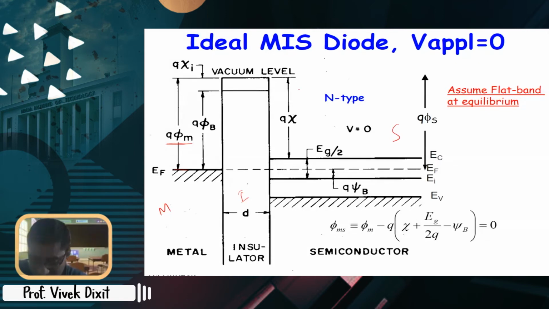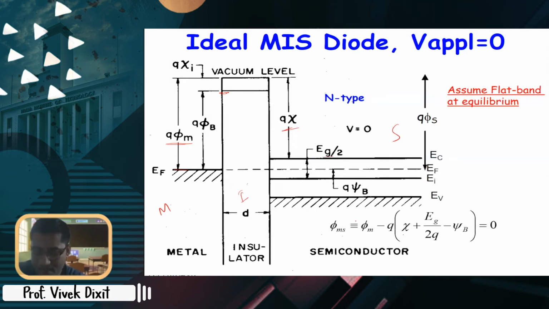And then this oxide also has some kind of conduction band offset, but it's basically an insulator, so the barrier is quite high. This barrier is called Q phi b. And this of course is the vacuum level. And then electron affinity Q chi for the semiconductor.